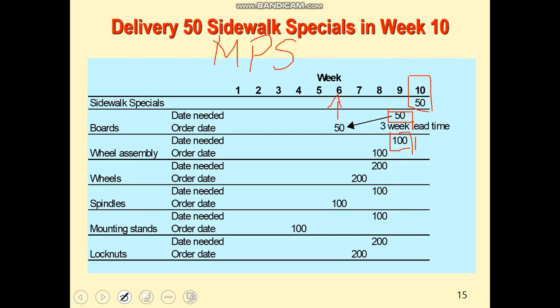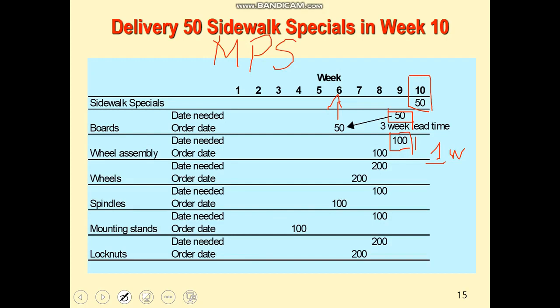So in week 6 we have to order 50 fiberglass boards, and to have 100 wheel assemblies in week 9, and for the wheel assembly the lead time is 1 week. So it means we have to have all the components like wheels, spindles, mounting stands, and lock nuts be ready 1 week in advance. That is in week 8.